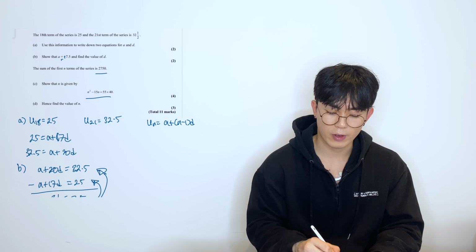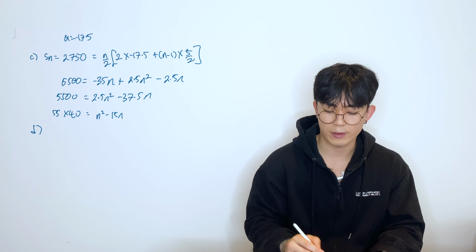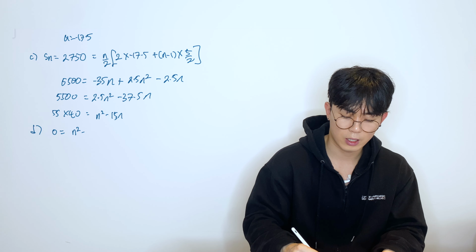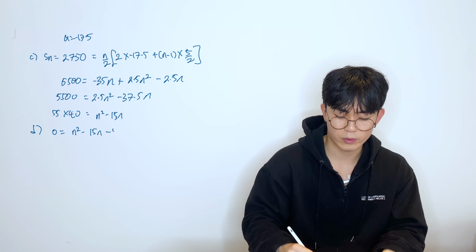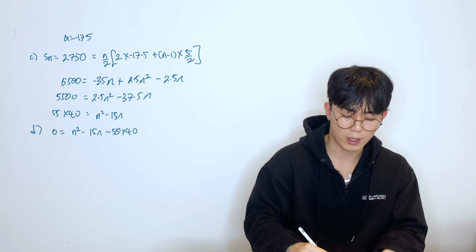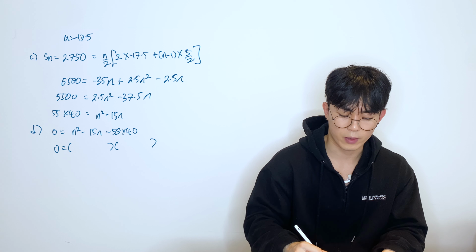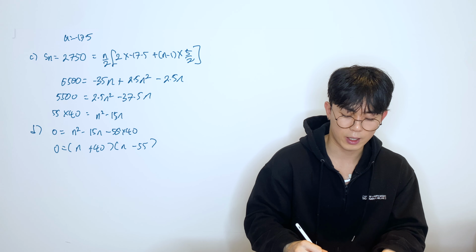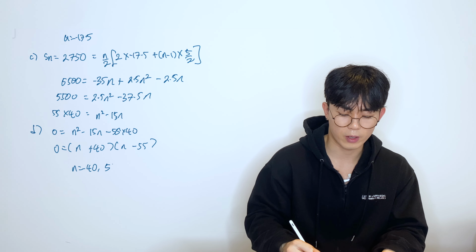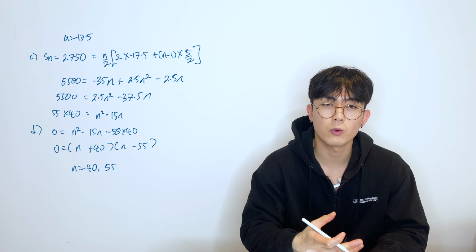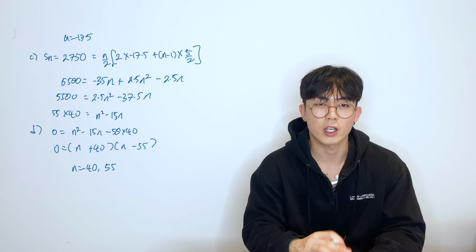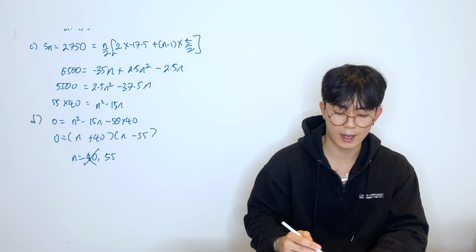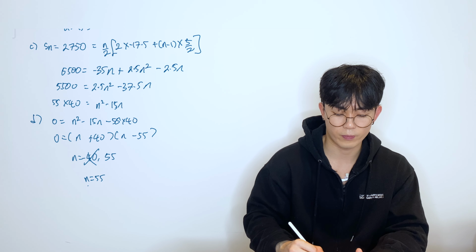And finally, hence find the value of n. So they've written it out for us to write it like this, but it's now a quadratic equation, right? So n squared minus 15n minus 55 times 40, which we can actually factorize. So we're going to have n minus 55 plus 40, meaning n is negative 40 or 55. Right, important thing to note, n was the number of terms, right? Meaning that we can't actually have a negative n term. So this minus 40 is incorrect, so n is only going to be equal to 55.